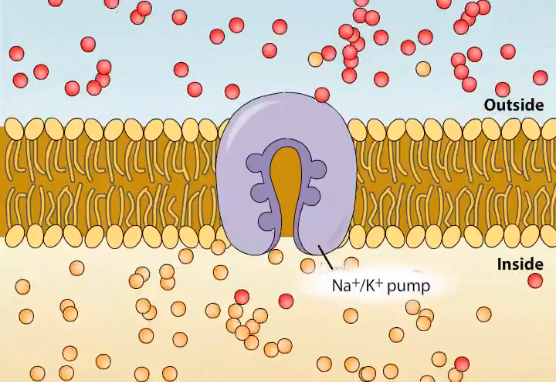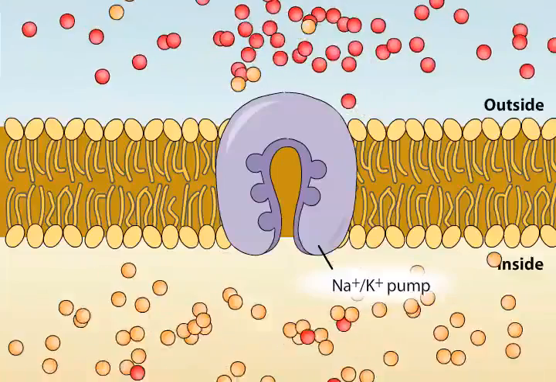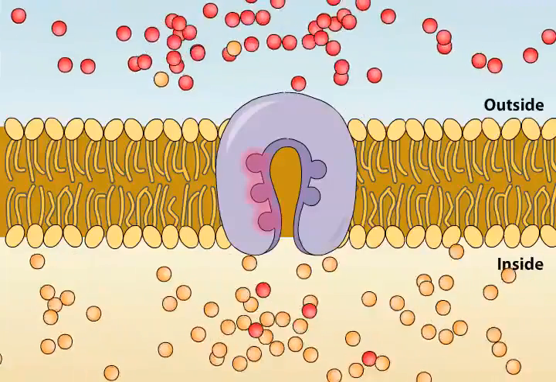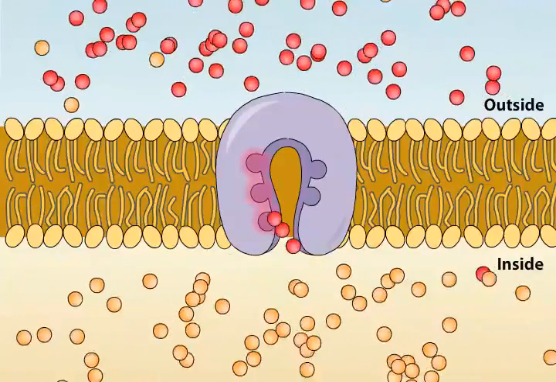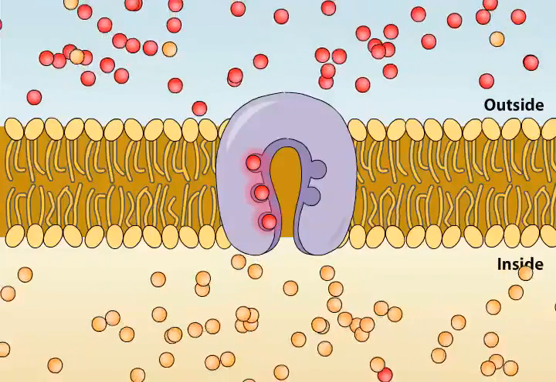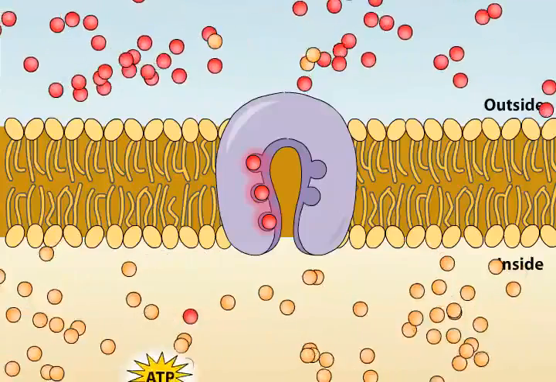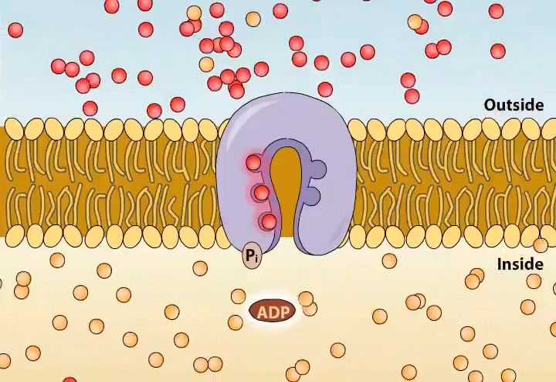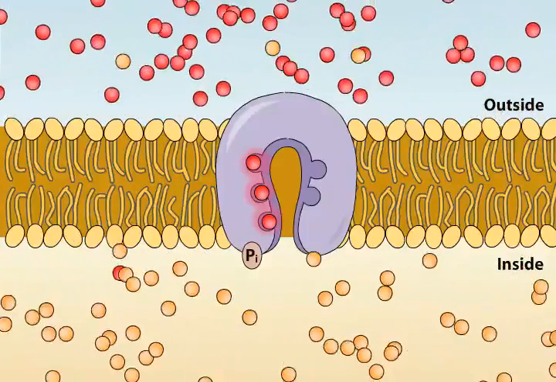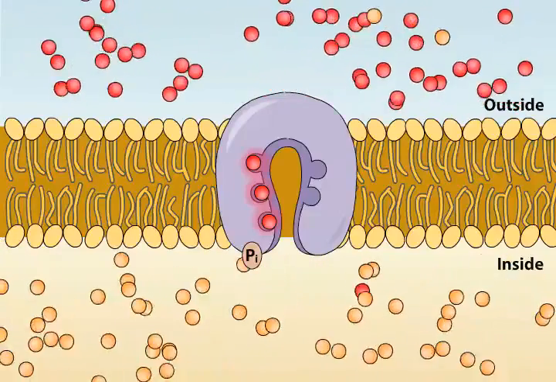The cycle begins with the pump open to the inside of the cell. In this conformation, the pump has a relatively high affinity for sodium ions, which bind to the pump. When bound by sodium, the pump is a substrate for phosphorylation by the high-energy molecule ATP. The energy requirement in this step is estimated to account for 20 to 40% of the brain's energy consumption.